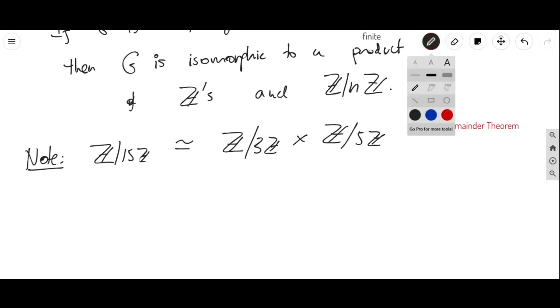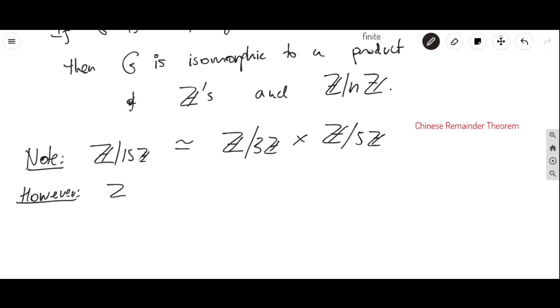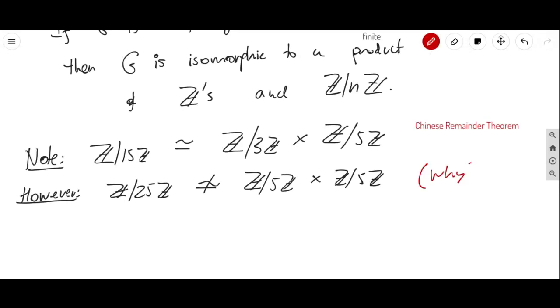However, if you have Z mod 25, this is not isomorphic to Z mod 5Z times Z mod 5Z. I'm not going to tell you the reason why not, but you can think about it yourself. It's definitely discussed in an algebra class.